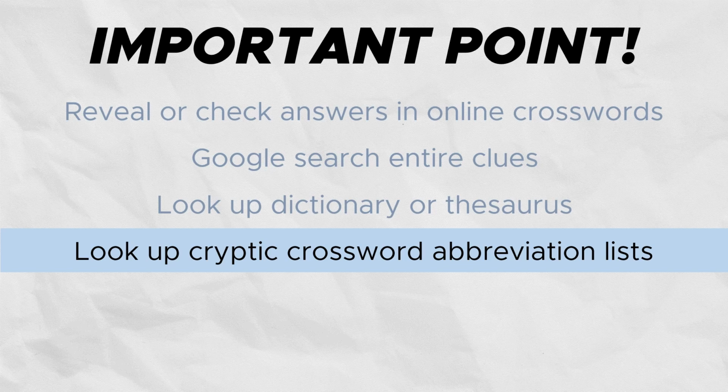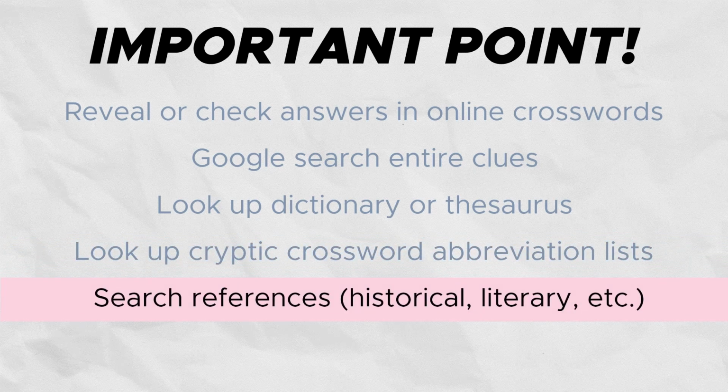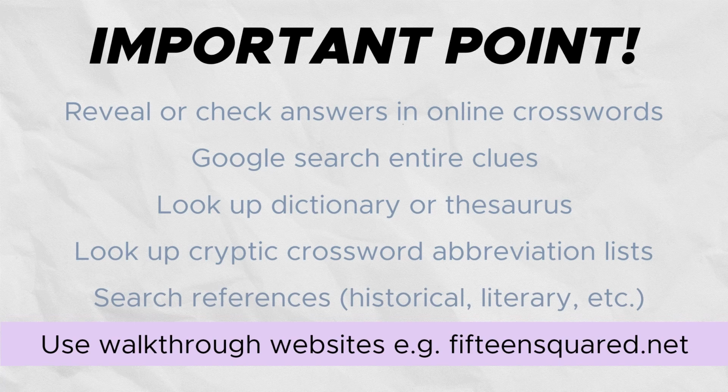Abbreviations are extremely common and can be very specific or niche, and it takes a while to get a handle on them. Part 4 of this series will be dedicated to abbreviations. Search up references such as historical, literary, geographical, political, television, etc. For example, these may be obvious to a British person doing a British crossword, but impossible otherwise, so just look them up if you need to. And use walkthrough websites like 15squared.net, which explain how all the clues in a daily crossword work.